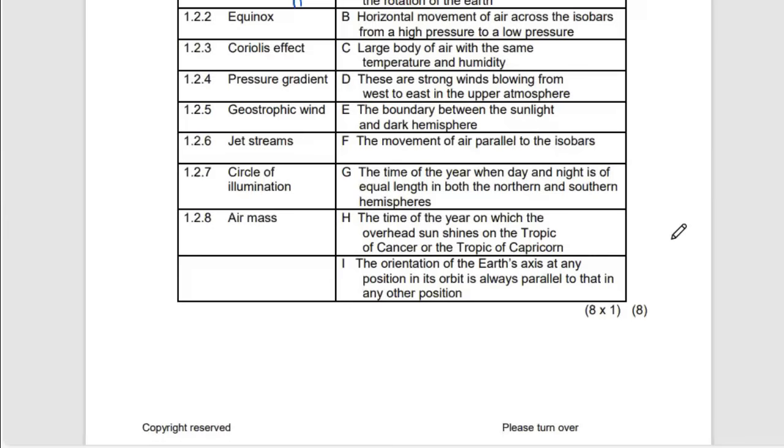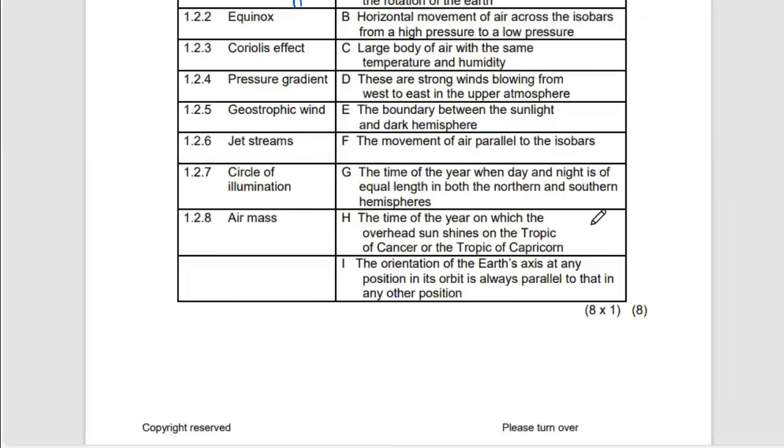But when it is over the Tropic of Capricorn, 23.5 degrees south, it implies that it will be summer solstice and we are having a longer day and a shorter night in the southern hemisphere. Right, let's move on to the next question.